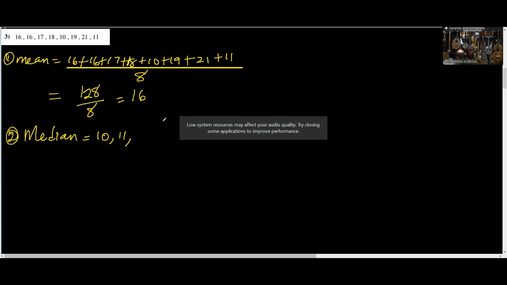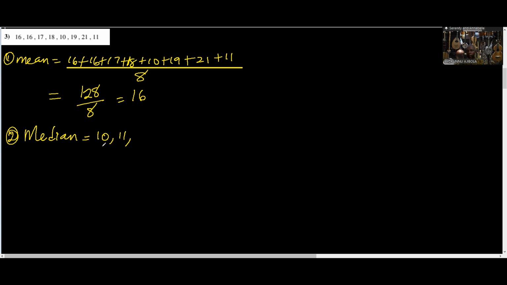So we don't need any decimal this time around. Then for the median, we arrange from the smallest to the biggest. So I have 10, then 11, then 8, 16, another 16, then 17, then 18, 19, and finally 21. So 1, 2, 3, 4, 5, 6, 7, 8.